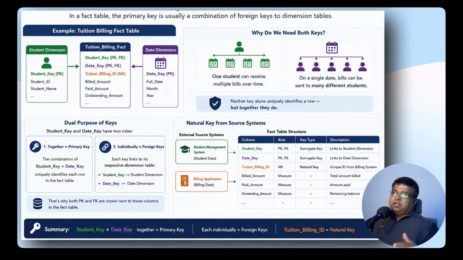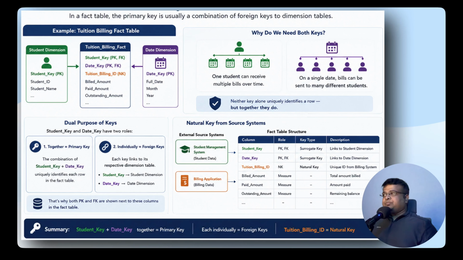So the student_key links us to the correct student record, and the date_key links us to the exact billing date. And that is why in the diagrams you'll often see both primary key and foreign key marked beside those columns in a fact table, that is PK for primary key and FK for foreign key in a fact table.